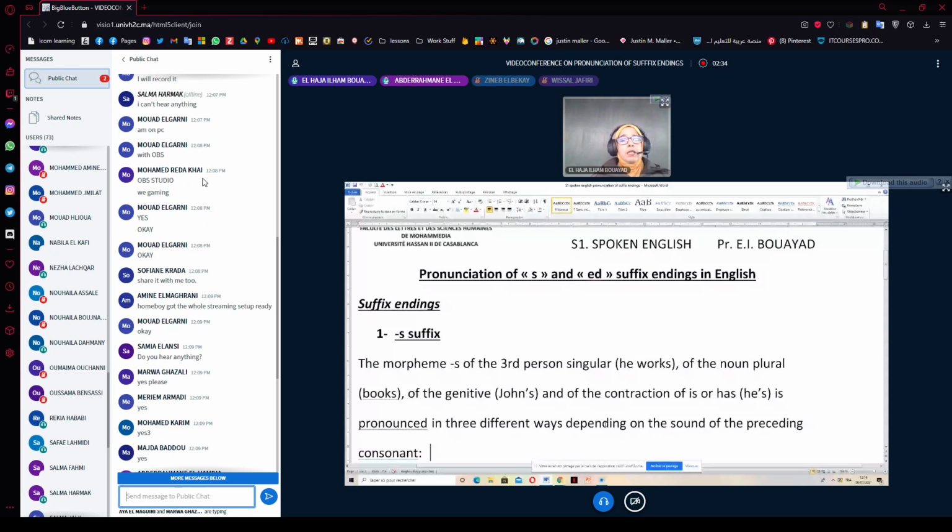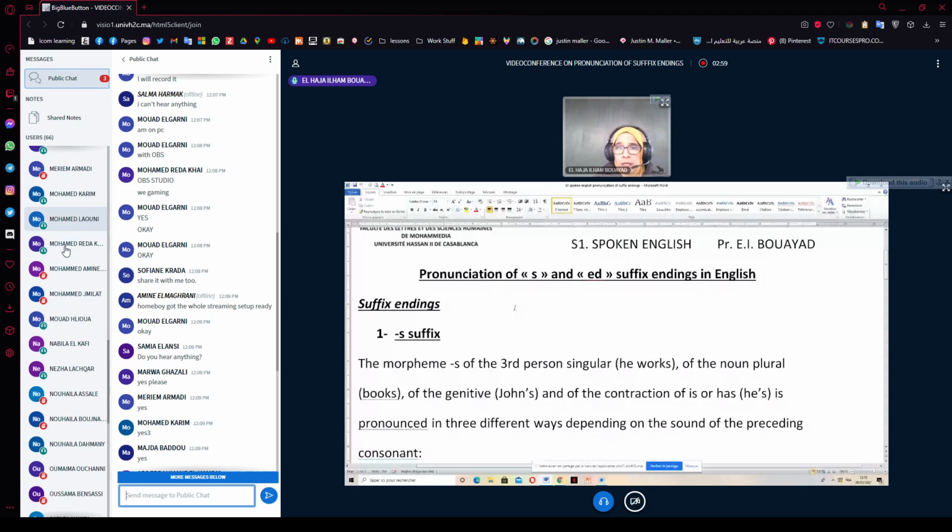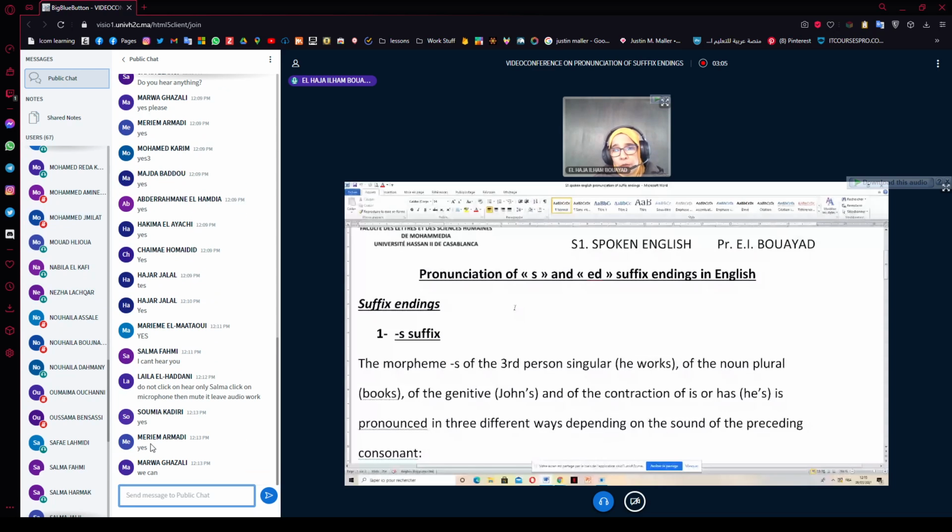Good. So as you can see in here, when we talk about spoken English, we're talking more about pronunciation of words, of certain suffixes. So for today, we're going to see the pronunciation of the S and the ED suffix endings in English. The S may be found in the plural, like when I say cat, cats, dog, dogs. And it may be found in the third person singular, like when I conjugate a verb: I speak, you speak, he speaks, she speaks, she eats. So the S in here has, of course, different pronunciation depending on the word.